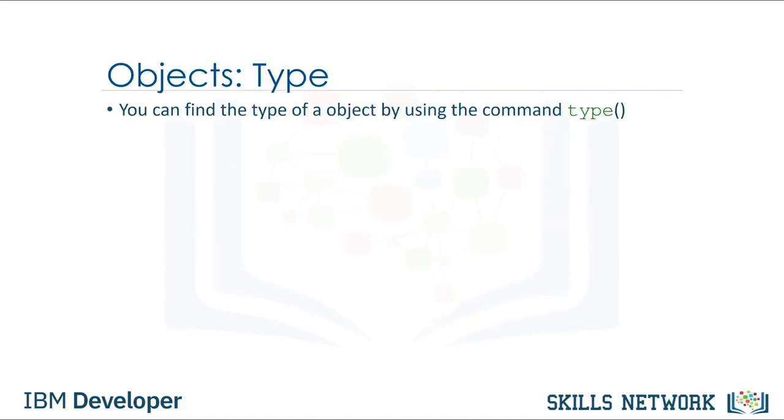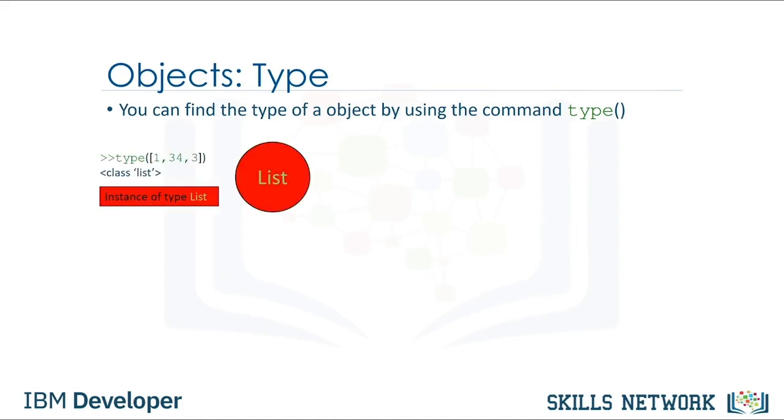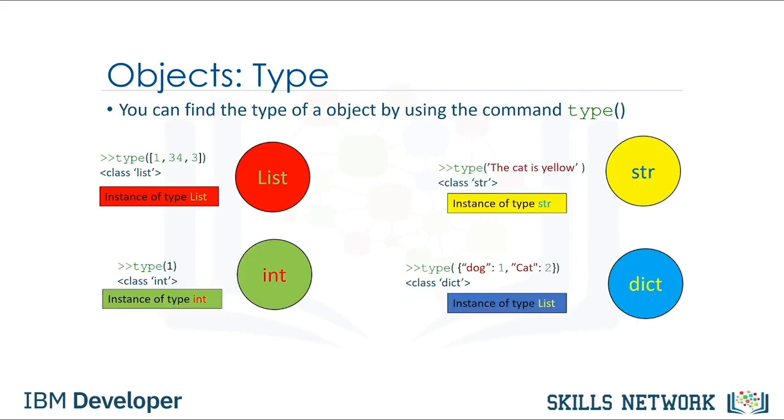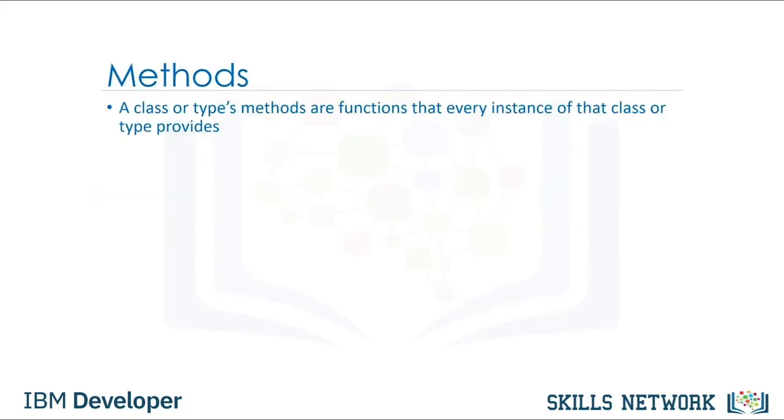We can find out the type of an object by using the type command. In this case, we have an object of type list. We have an object of type integer. We have an object of type string. Finally, we have an object of type dictionary. A class or type's methods are functions that every instance of that class or type provides. It's how you interact with the object.